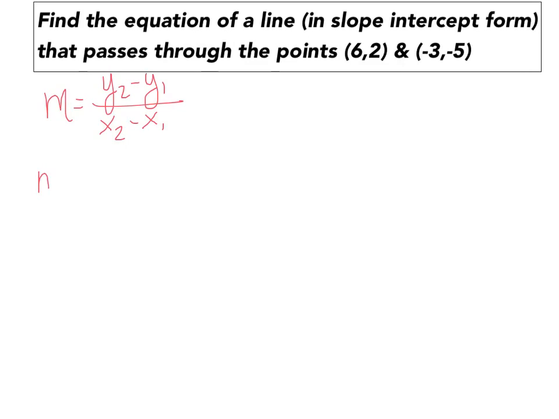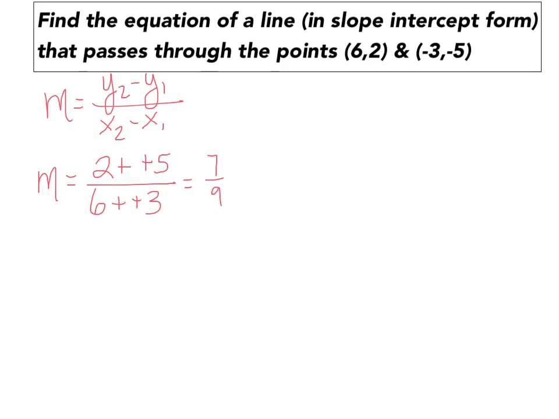One of the most common mistakes I see is that we get our x's put on top, but it's rise, it's your up and down, it's your y value over your x. All right, so it doesn't matter which one you start with, I'll start with the 2. 2 minus negative 5. Those are my y's. And then since I started with the 2, I'll start with the 6 minus negative 3. And then you clean that up, and it looks like I'm going to have a 7 over 9.